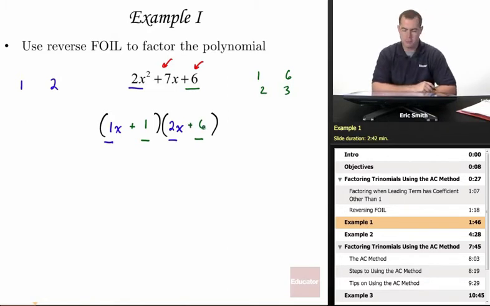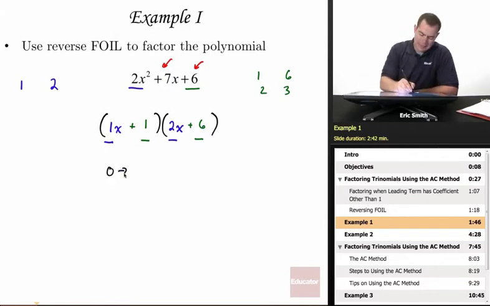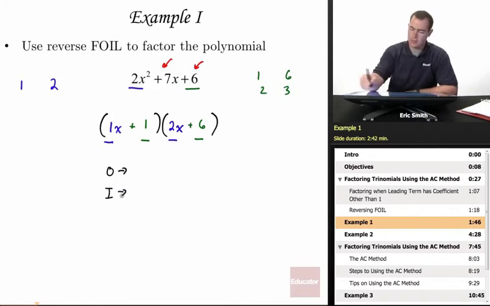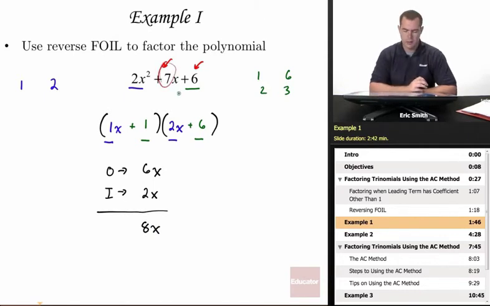Well, my first terms multiply out just fine. My last terms multiply out just fine. So let's check out our outside and inside terms. The outside would give us a 6x, and the inside would give us a 2x. And when you combine those together, you get 8x, which unfortunately is not the same as that middle term. So I need to come up with some other choice for those last terms.